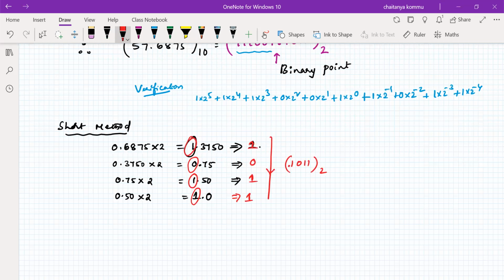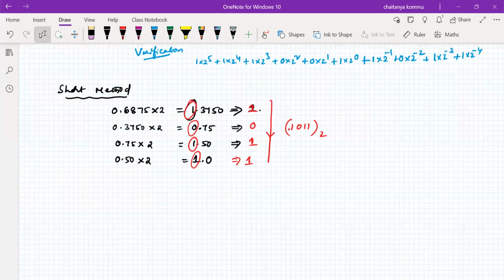Please remember one point: it is not always the case that you get 0. Maybe 10 iterations, maybe 12 iterations, it will go. But at least 4 to 5 multiplications we have to do. In this particular example, we got the fractional part equal to 0 after 4 multiplications. Sometimes you won't get 0 even after 10 multiplications. In that situation, we have to take 4 to 5 multiplications. Agreed?